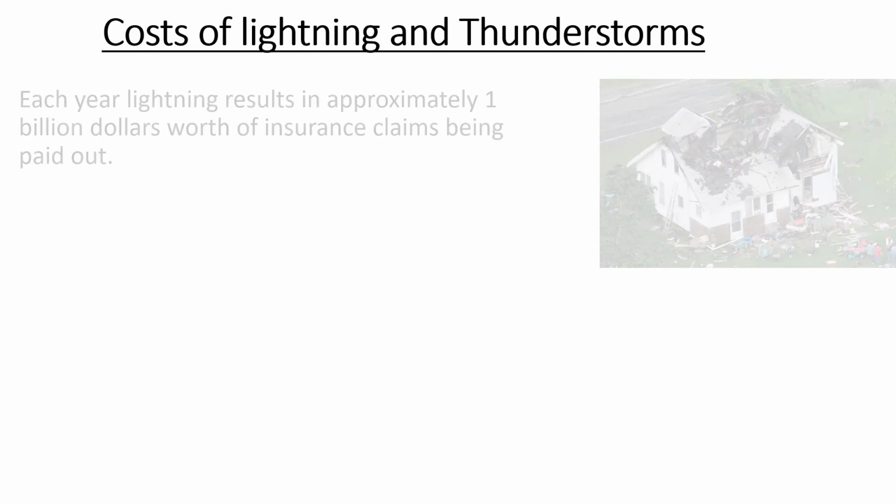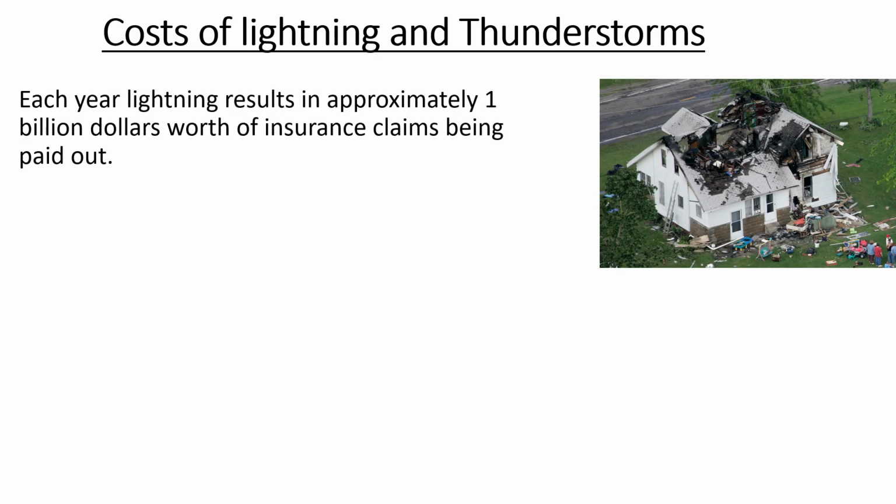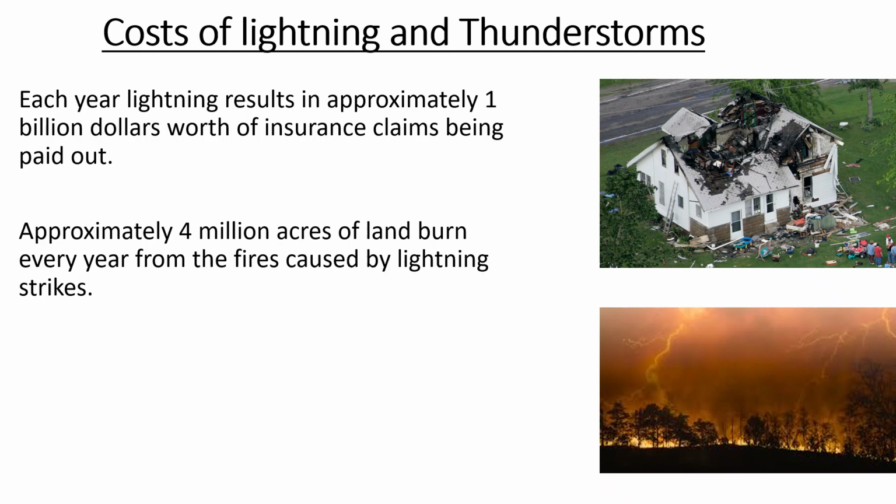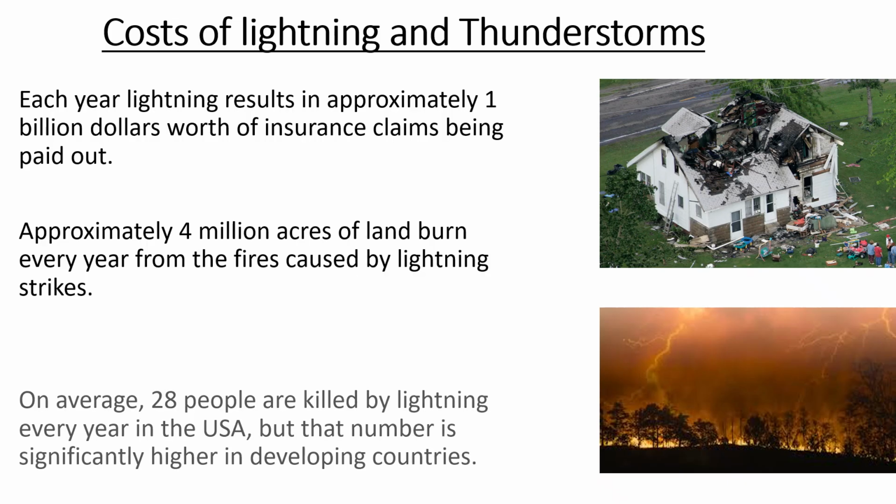Now, the cost of thunderstorms and lightning. Like I already said, about $1 billion of insurance claims every year. And about 4 million acres of land burn every year from lightning strikes. So thunderstorms are a lot more damaging than we think. 28 people killed every year. And that's in the US where we have good communication and good technology. You go overseas and that number is a lot higher.